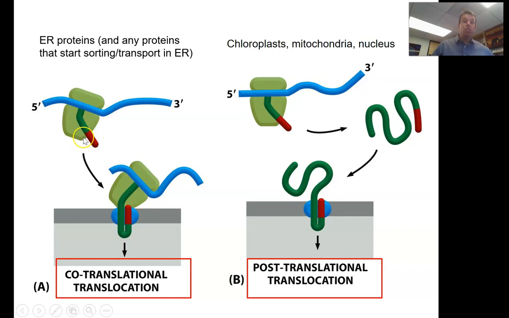However, you do need machinery that's going to recognize this signal sequence, that's going to pause this, and that's going to bring the ribosome to the ER for this translocation. So this is a little bit more complex and requires some more machinery. This usually, unless it's the nucleus because of the large nuclear pore complexes, this usually requires you to prevent the protein from being folded before it gets to the right place.